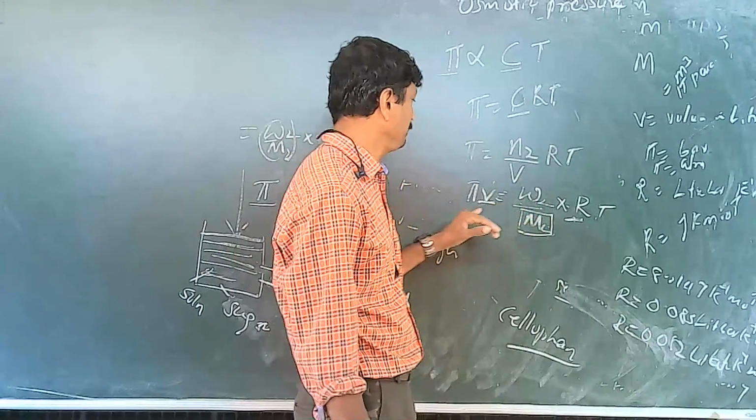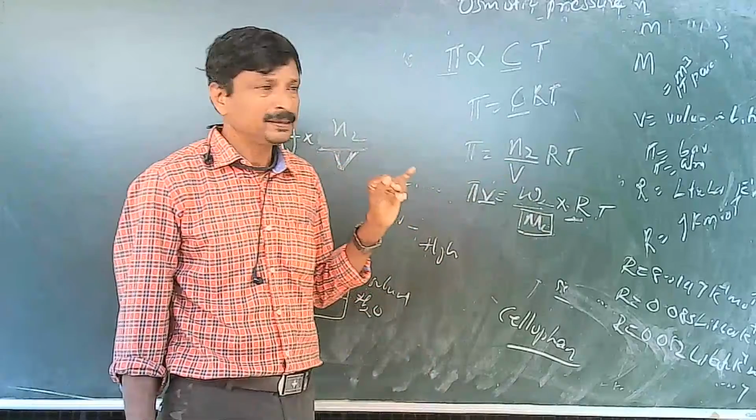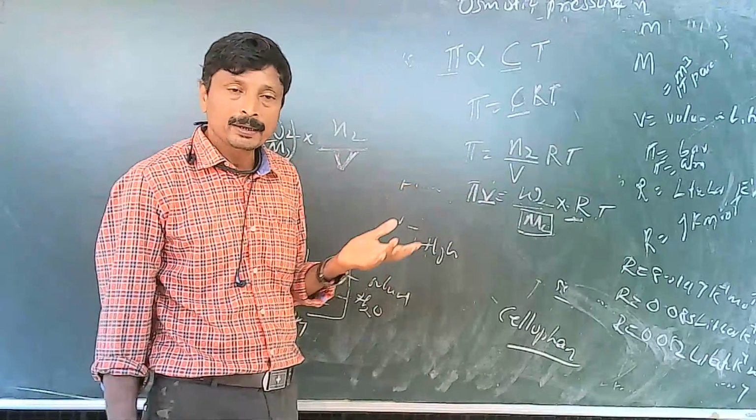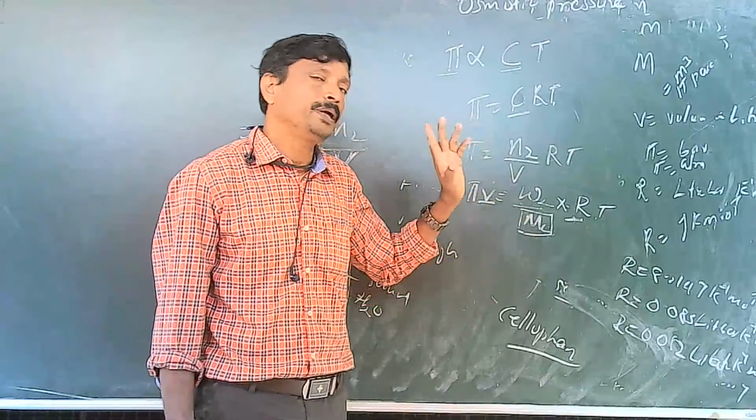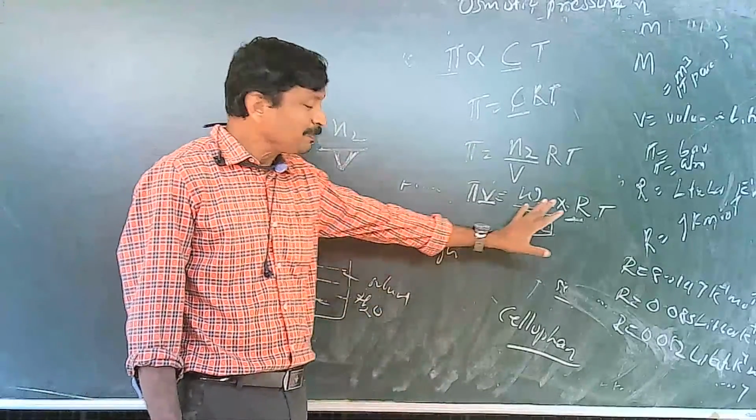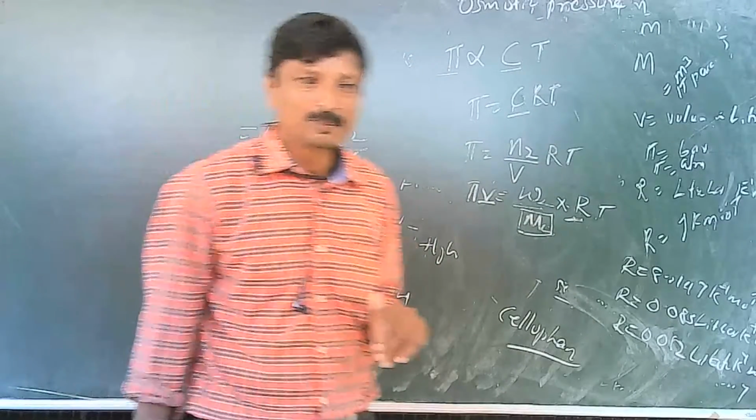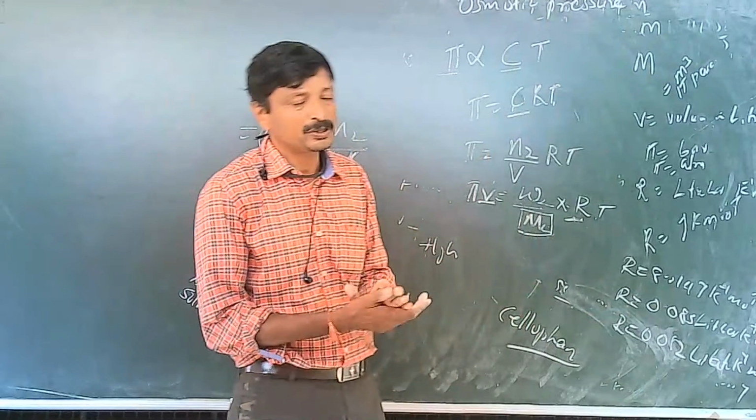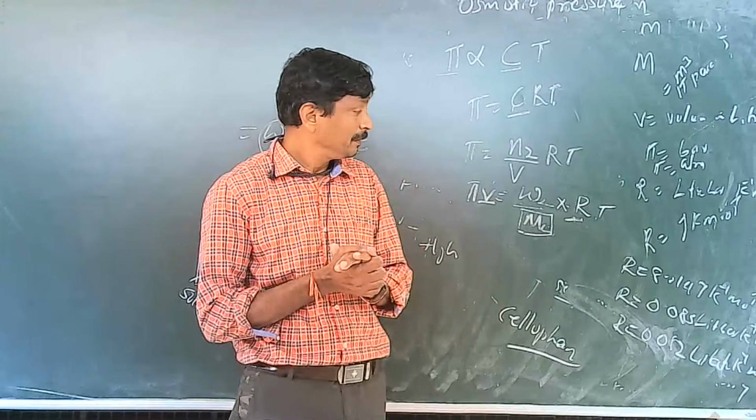W2 is the mass of the solute in gram, and you can find out the molar mass of the solute. This is the fourth method to determine the molar mass of the solute. What are the other three methods? RLVP method, depression in freezing point method, and elevation in boiling point method. This is the osmotic method, and it is better than the other three methods. Why is it so?